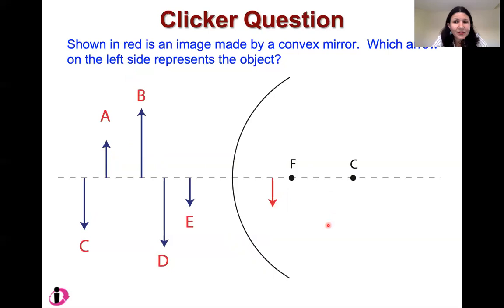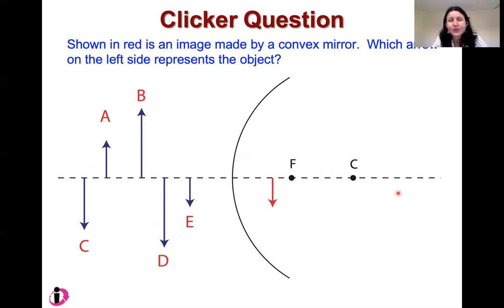Okay, so let's try to eliminate a couple of them. First, remember, when images are virtual, when they're on the other side of the mirror, they have to be the same orientation as the object. They are not inverted. So that takes A and B out. Because if A and B were the objects, then your red arrow would have to be facing upwards. But we can have an upside down object. So if this object is upside down, then the image has to be upside down. So it's between C, D, and E. But how do we figure out which one it is?